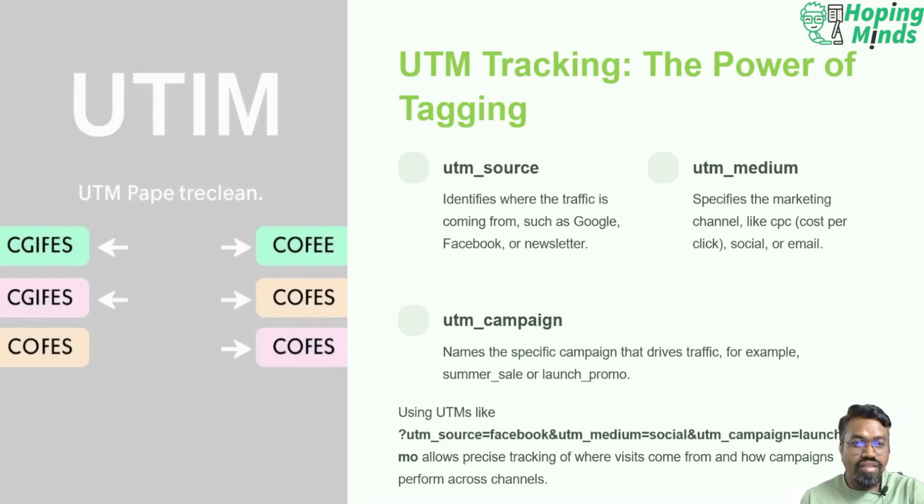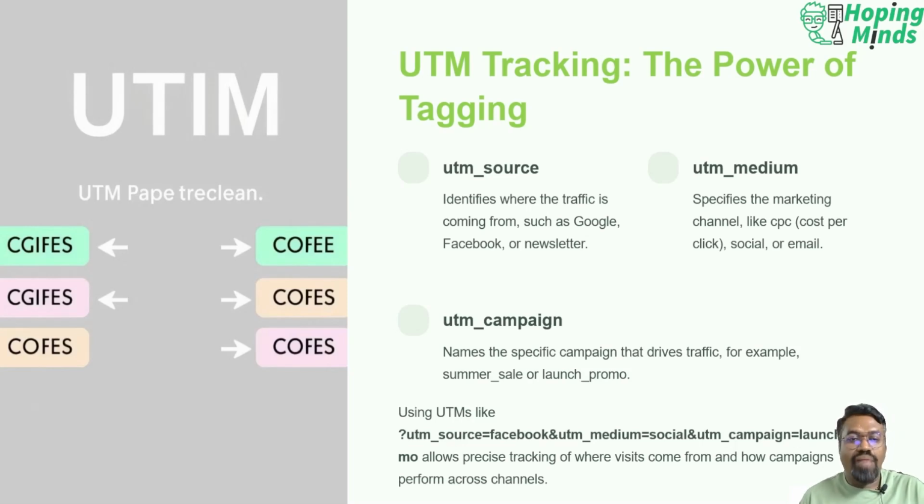Now, UTM source specifically identifies where the traffic is coming from. Let's say someone is searching on Google, they put in a keyword, and they find the URL on the Google platform and click on it. So the source becomes Google, right? The next thing is UTM medium, which specifies the marketing channel, like CPC, cost per click, or social, or an email channel. So these become the UTM medium.